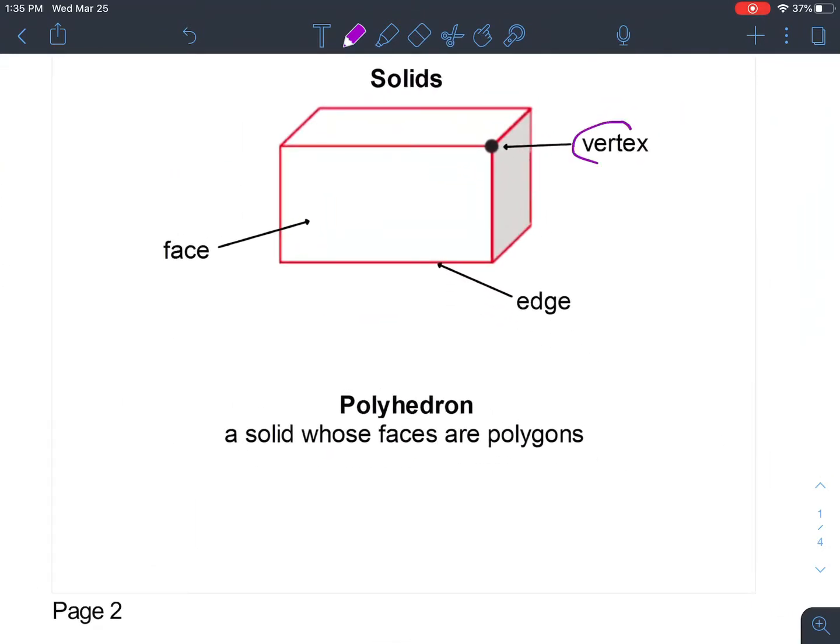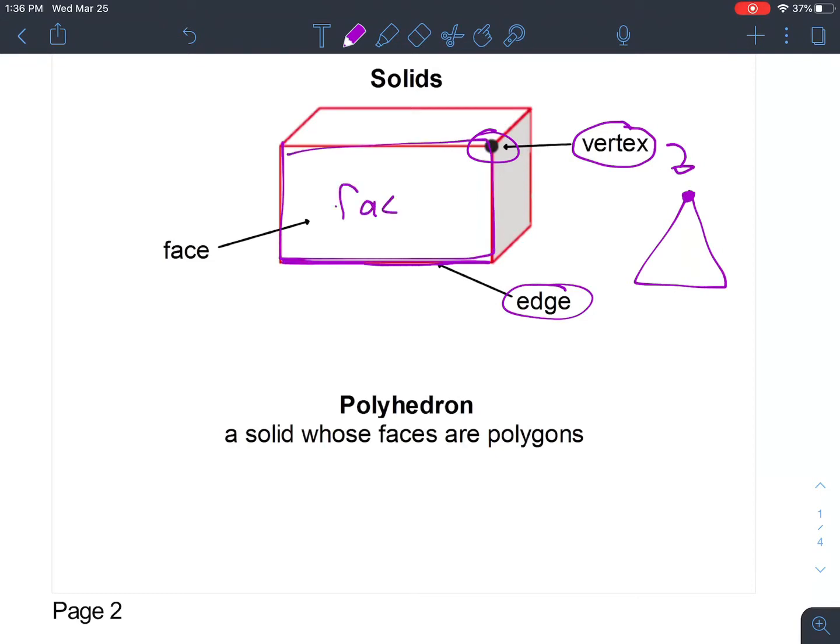We are going to start here with the vertex, which you'd probably say is the corner. It's kind of like the vertex in a triangle, that point right there. The next part is this here, which is what we call an edge. And then the face is kind of like what you would consider to be the side of one of the solids. And then a name that you're going to need to recognize as well is the polyhedron.